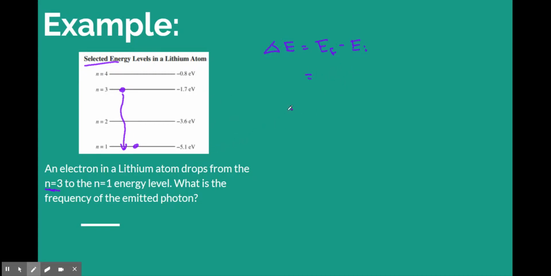The final energy is negative 5.1 electron volts. The initial energy is, better yet, negative 1.7 electron volts. And so when we find the difference between the two, we get negative 3.4 electron volts as the change in energy. So if you look at this gap here, that's what we're really saying: the gap between this energy here and this energy here represents a drop of negative 3.4 going from there to there.